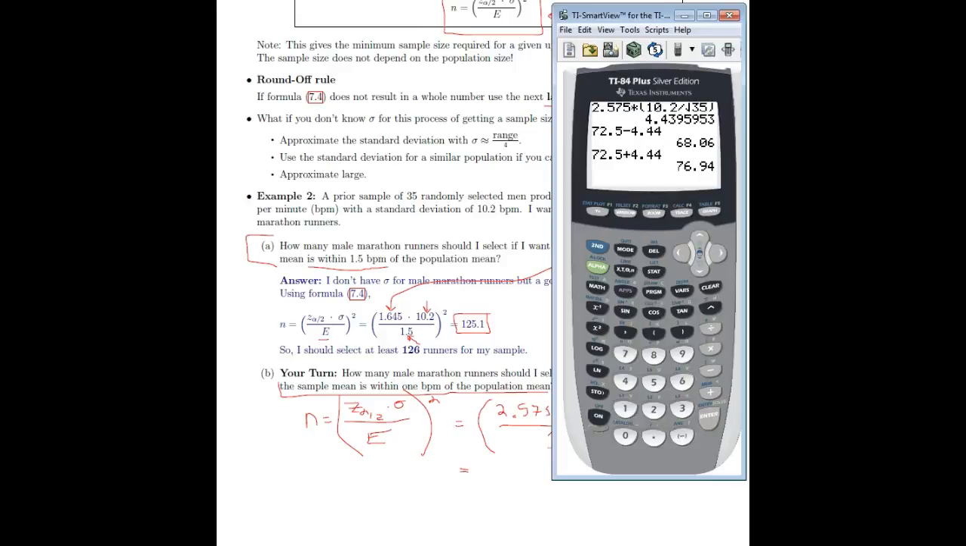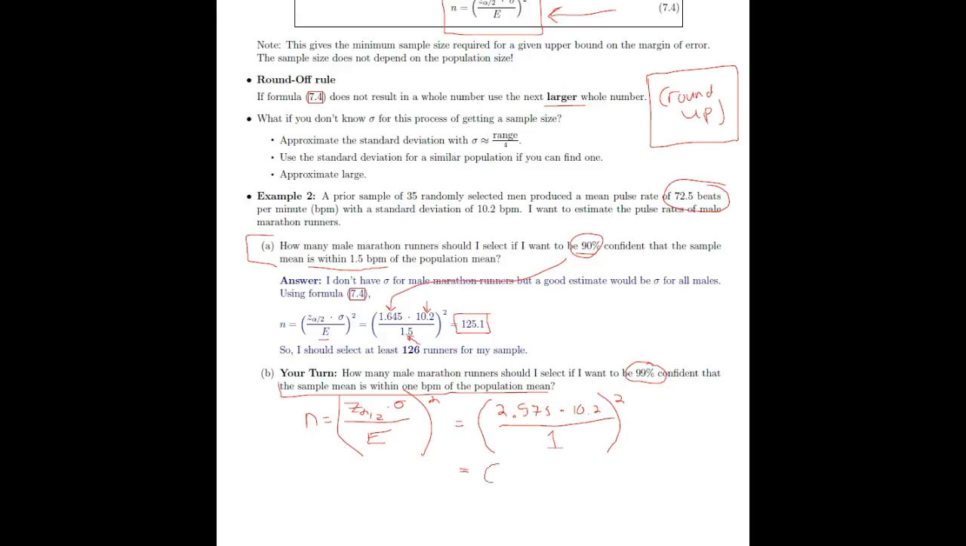And let's crunch that out. So we get 2.575 times 10.2. And I didn't divide by 1 because we know that'll just be itself. And we're going to take that answer and we're going to square it. And we get 689.85, which we would then round up to 690 as the next whole number.